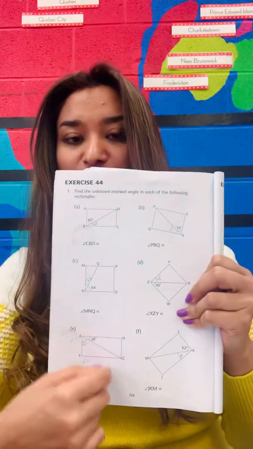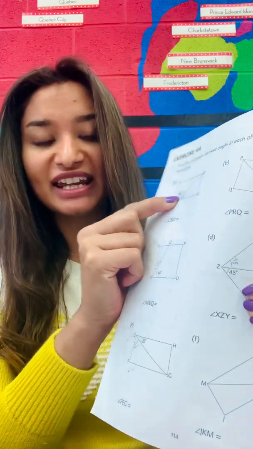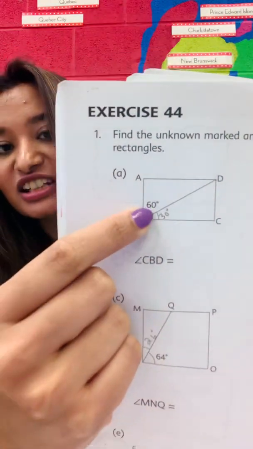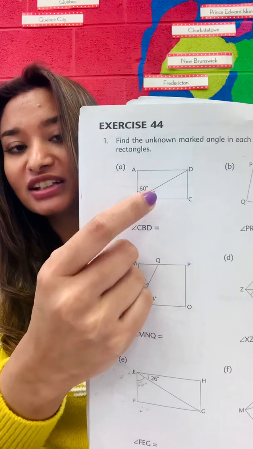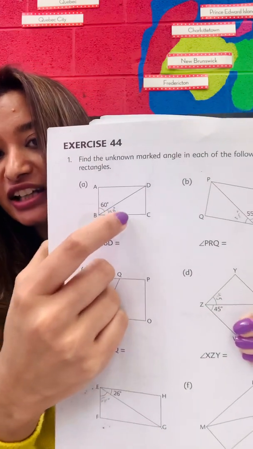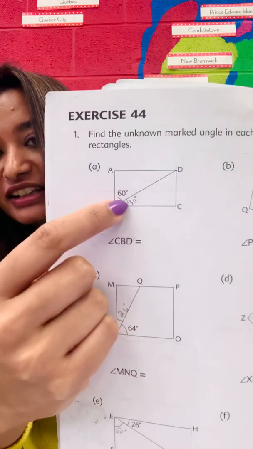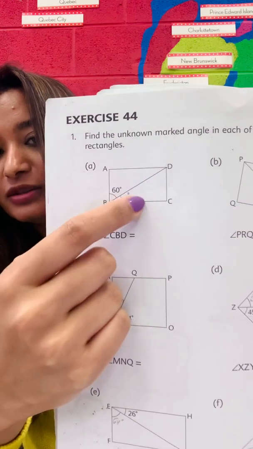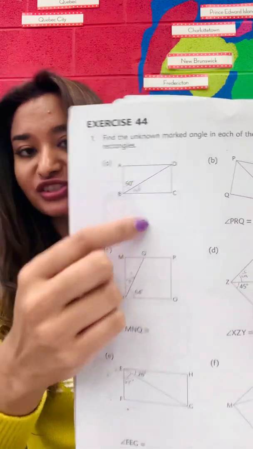On this page, page 114, exercise 44, I'm going to read the question. It says, find the unknown marked angle in each of the following rectangles. All of these shapes, all of these angles, they have given you a number. For example, in A, they've given you 60 degrees. Where they've marked a little half circle, you have to find the other side.